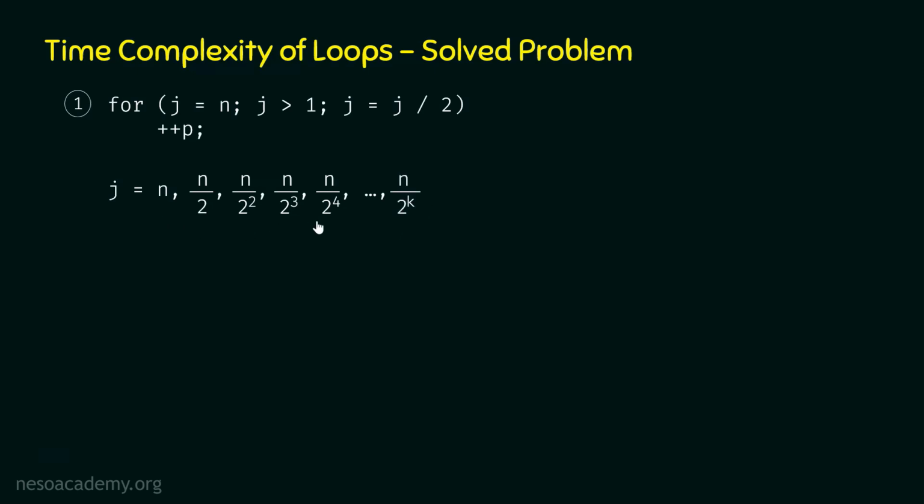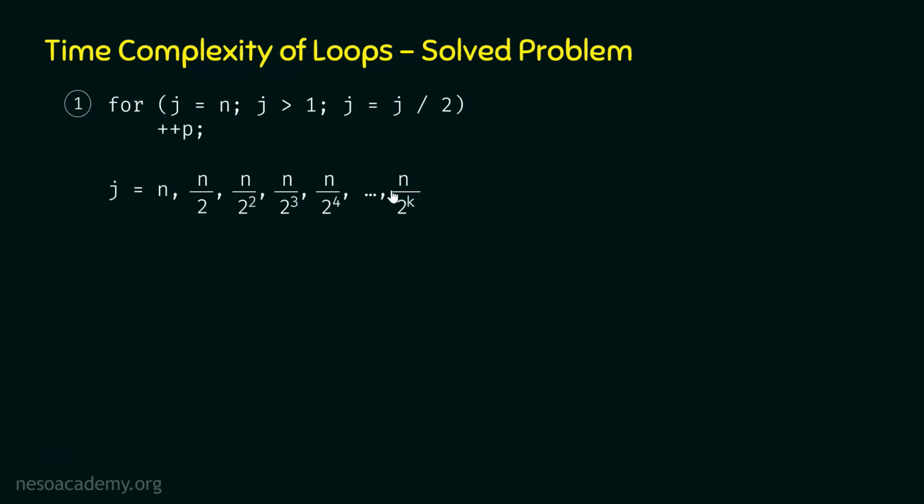As we can observe a pattern here, the first value of j is n by 2 power 0, which is equal to n. The second value of j is n by 2 power 1. The third value of j is n by 2 power 2. The fourth value is n by 2 power 3. Then it is n by 2 power 4. So clearly the difference of the powers of 2 in the denominator is 1. We have 0, then 1, then 2, then 3, then 4.